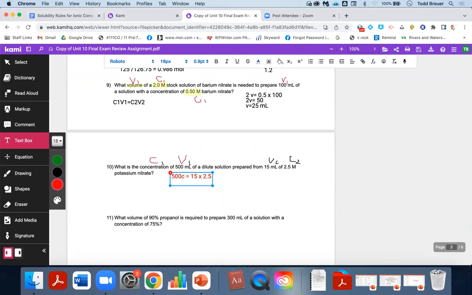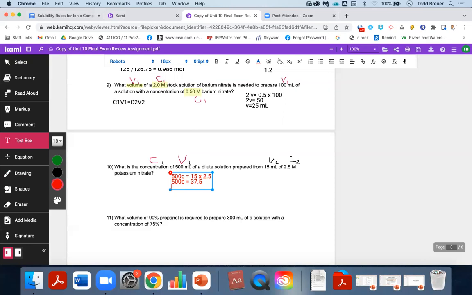Right? So what we do, 500C equals, we've got to multiply 15 times 2.5. We get 37.5. Okay, let's be careful here, folks. Some people are trying to divide this by 37.5 to solve. Isn't 500 attached to C? You got to divide each side by 500, not 37.5.